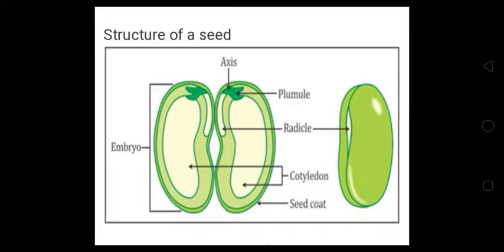In the next diagram, you can see the diagram is all about the structure of a seed. As I already discussed with you about radicle, plumule, embryo, the same thing is given here, which I have discussed with you in the last class as well. So let us go to seed germination.